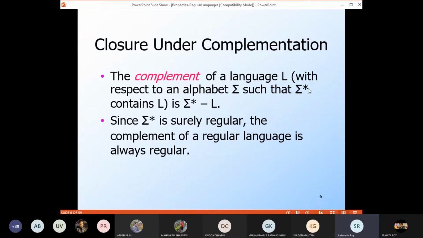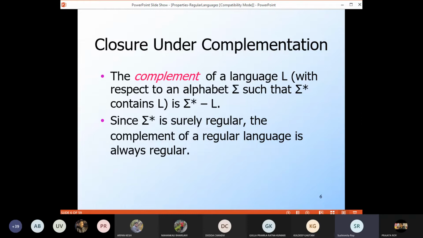So what I'm saying is, if you take the universal set sigma star, and you assume that sigma is 0 plus 1, then 0 plus 1 whole star is basically the universal set, which gives you every possible string that you can make up using 0 and 1. And since sigma star is a regular language, because you already have this regular expression for it, 0 plus 1 whole star, the complement of a regular language is also regular.